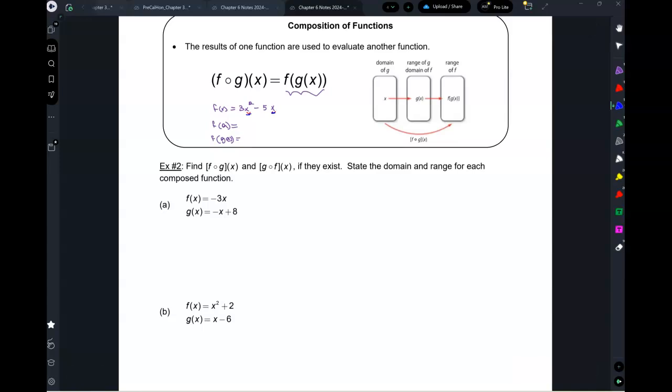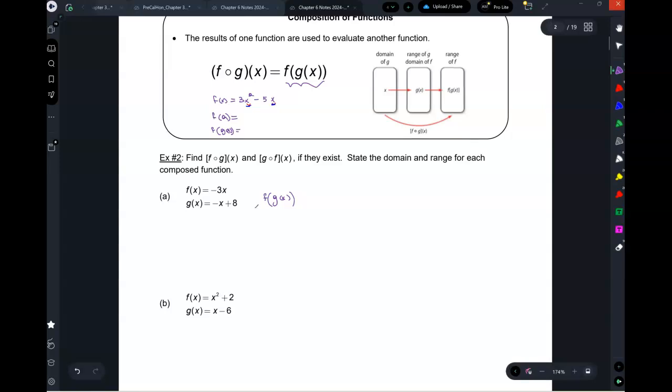Okay, so first, I want to find f of g of x. I like to write it like this so I can see what's happening. When you write it like this, you see you have an outer function and an inner function. What I personally like to do is I seek out the outer function. That's f of x. And I like to copy down f of x as is right above.